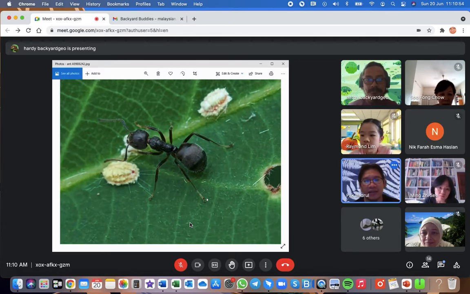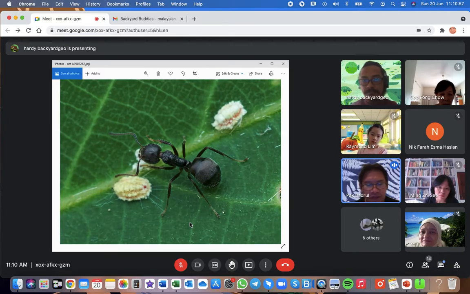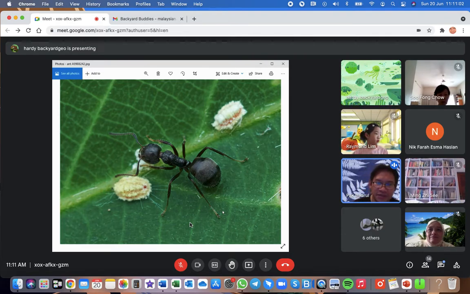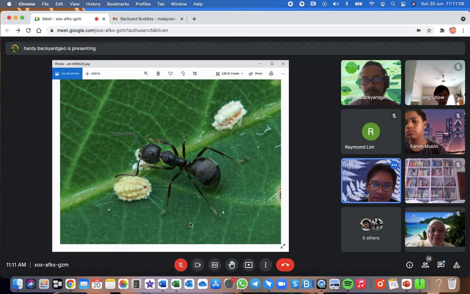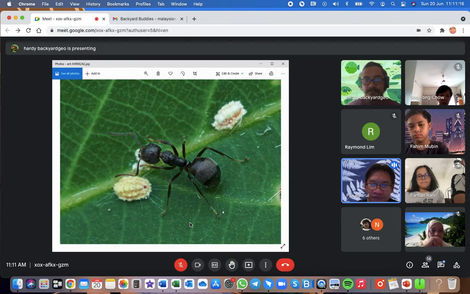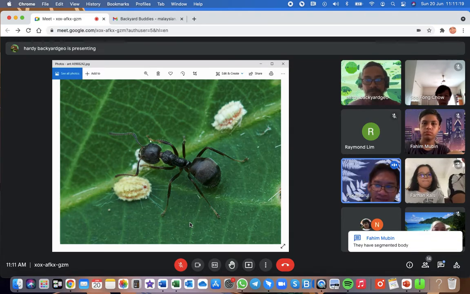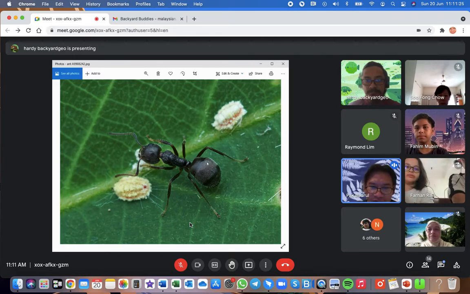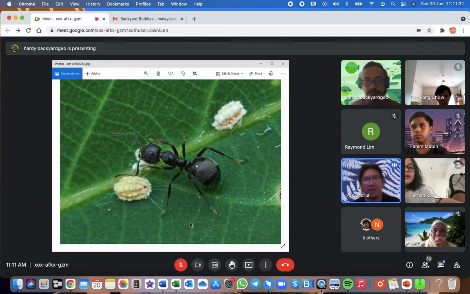So what can you tell me, what are insects actually? How can you differentiate insects from other animals? By looking at the ant, what can you tell us? Yeah, the features and all that. Insects basically have three body parts, right? You can see the head, the thorax, the middle part of the body, and the abdomen.